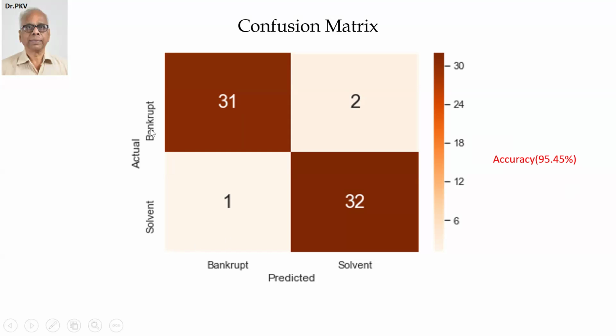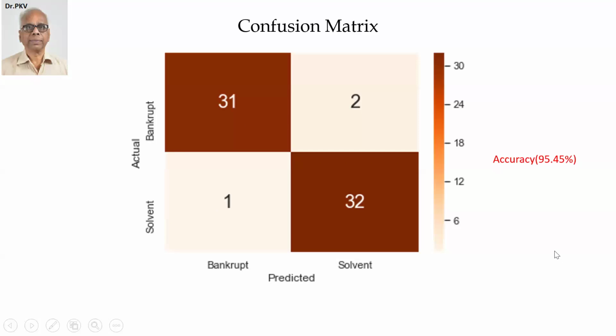So in the bankrupt cases, there are 33 actually bankrupt companies. 31 the model has predicted correctly. Solvent likewise is 33. The model has predicted 32 correctly. So the total error, 3 out of 66, which is 4.55%. Accuracy is 95.45%.